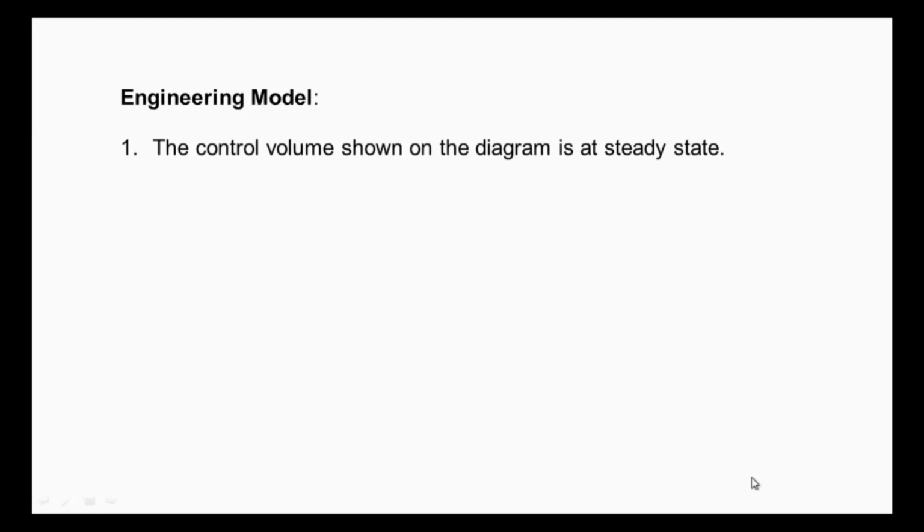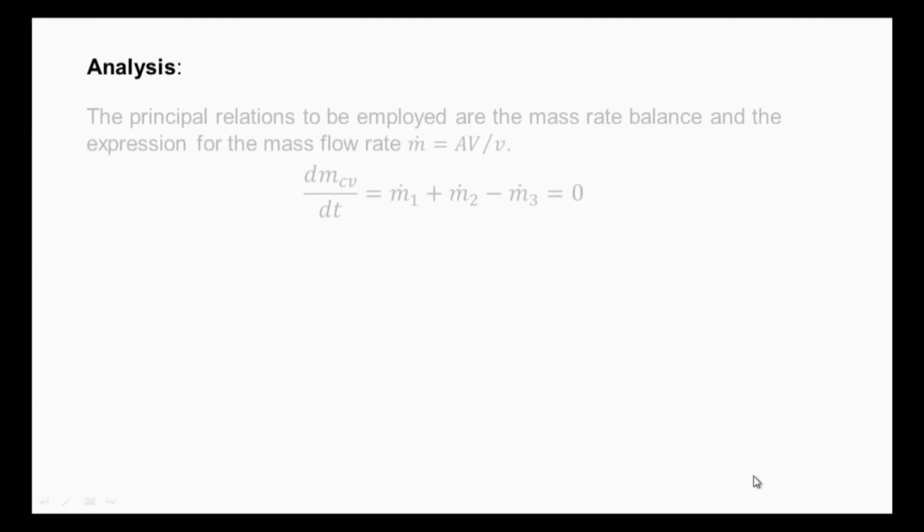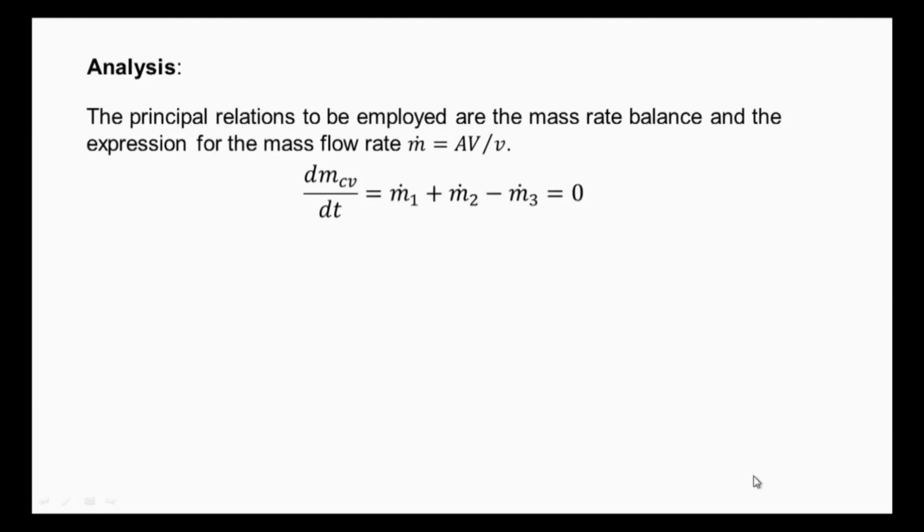The next step is to develop an engineering model, in other words, a set of assumptions needed to perform the analysis of the problem. The control volume shown in the previous diagram is at steady state, and one-dimensional flow is assumed at the inlets and the outlet. Having completed all the preliminary steps required of all problem solutions, let's develop the analysis. The principal relations to be employed are the mass flow rate balance and the expression for the mass flow rate.